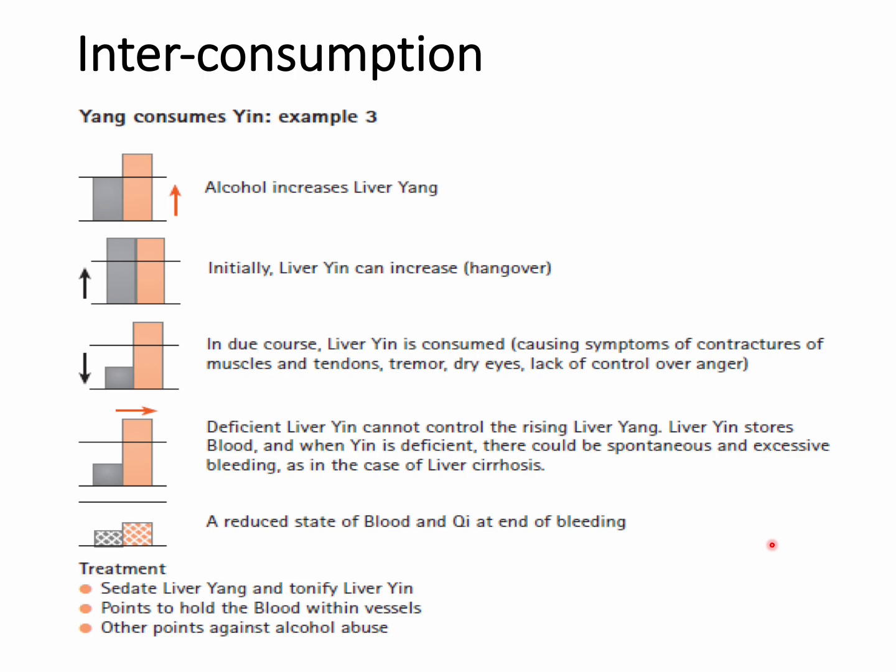Liver yin stores blood, and when yin is deficient, there could be spontaneous and excessive bleeding, as in the case of liver cirrhosis. A reduced state of blood and qi at the end of bleeding. Treatment: sedate liver yang and tonify liver yin. Points to hold the blood within vessels, and other points against alcohol abuse.